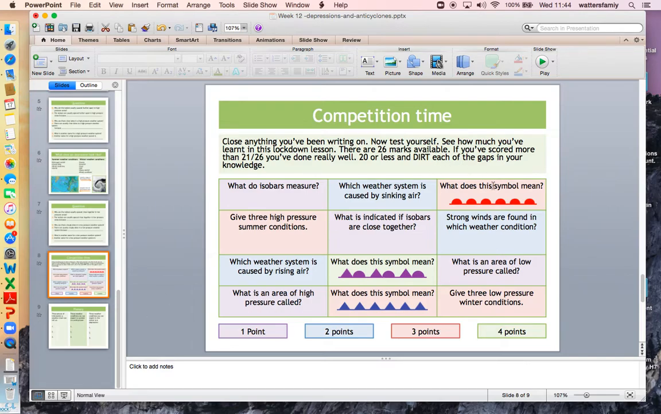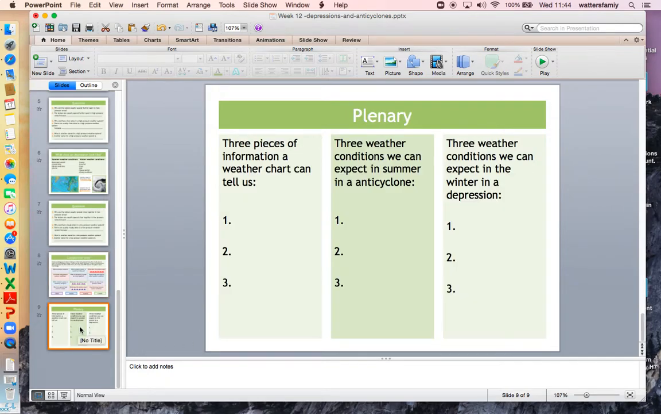If you haven't and you're not quite sure what these lines mean, you've got to go away and do just a little bit of research. It's not difficult, and find out what they mean. There is a plenary right at the end now. Okay, and all I want you to do, really simply, is write down the 3 things under each column that you've learned for each of those. So the summer conditions in an anticyclone, the winter in the depression, and what information a weather chart, a synoptic chart, can actually tell us.